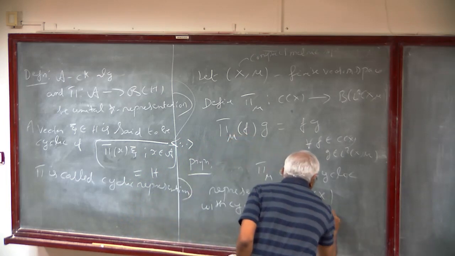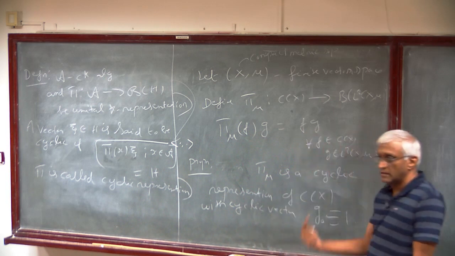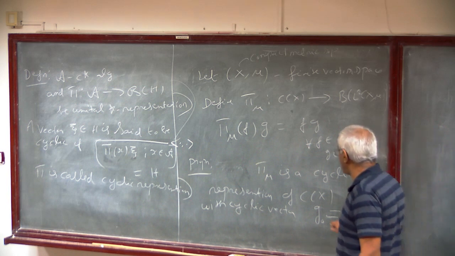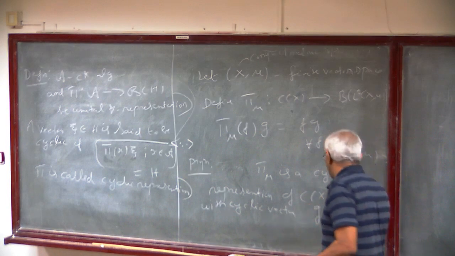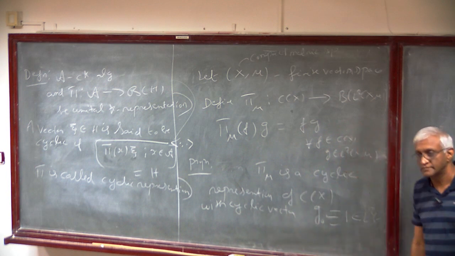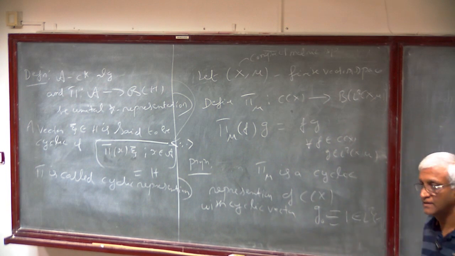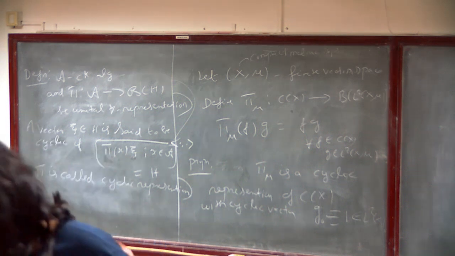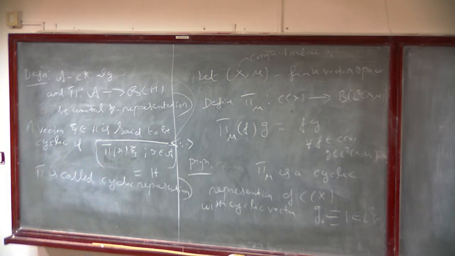The cyclic vector is the constant function. It's not the identity polynomial g(t) = t. It is the constant function 1. I mean, the constant function 1 is in L² because it's a finite measure, right? The constant function is integrable, and that is in L². So the constant function is the cyclic vector for this.